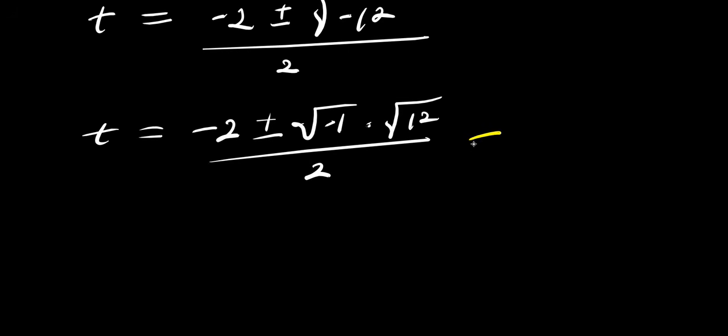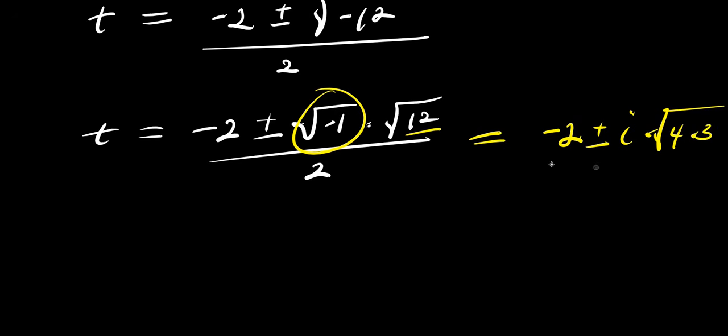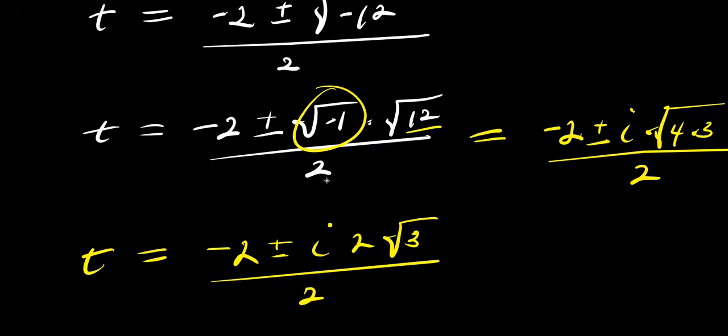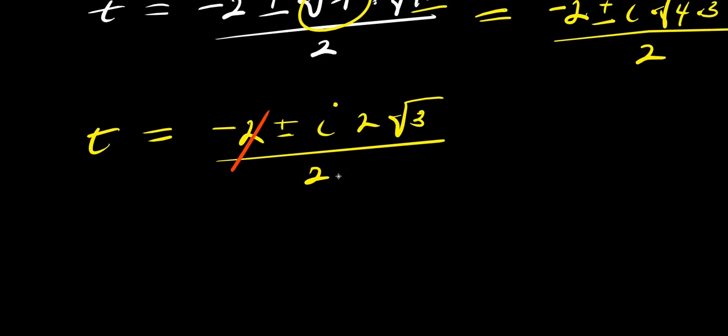So from here, I can simply have it as negative 2 plus or minus i times square root of 12. I can express it as 4 times 3, divided by 2. From here, I have t equals negative 2 plus or minus i times square root of 4, that is 2, root 3, divided by 2. So from here, you can easily cancel this, cancel this. t equals negative 1 plus or minus i root 3.